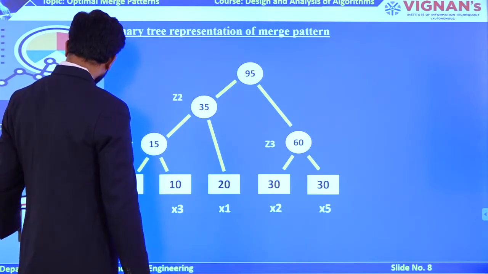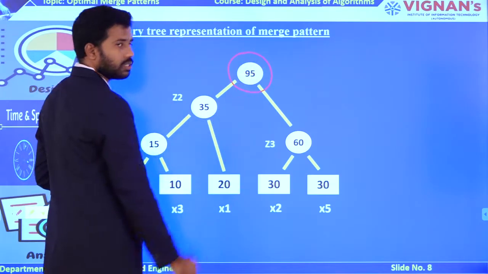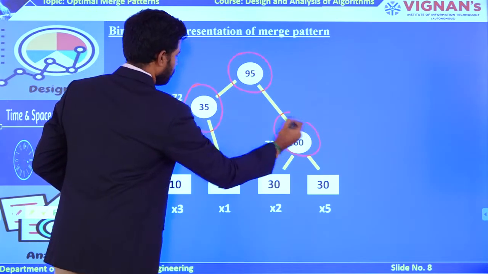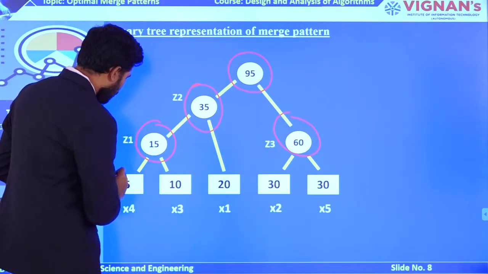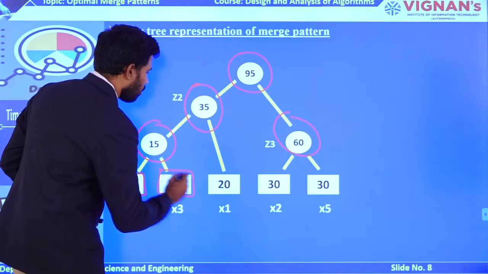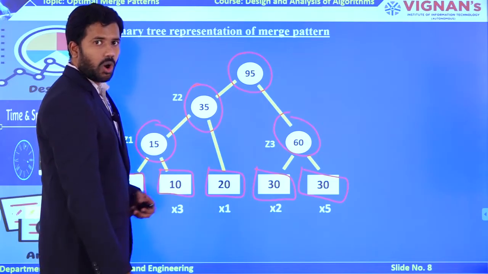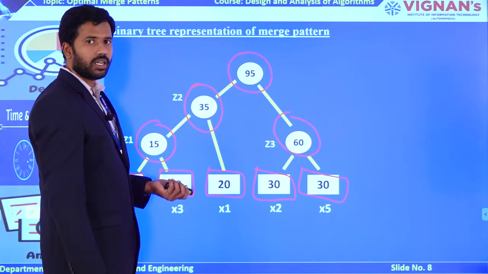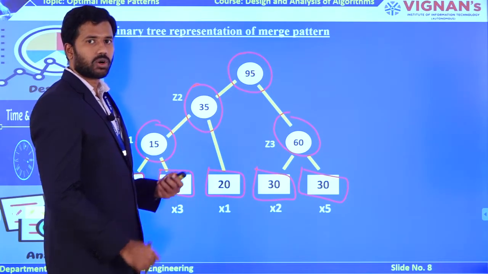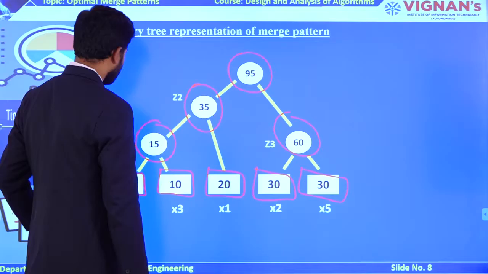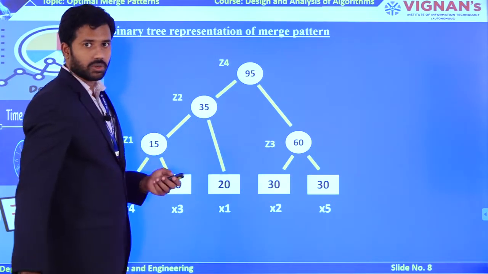Okay. So all these circle symbols will be represented as internal nodes. So all these square or rectangle symbols will be represented as external nodes. So how to get the time complexity of this binary tree? By summing all the values which are available in the internal nodes, I get my total time complexity. Okay. This last final size is labeled with Z4.